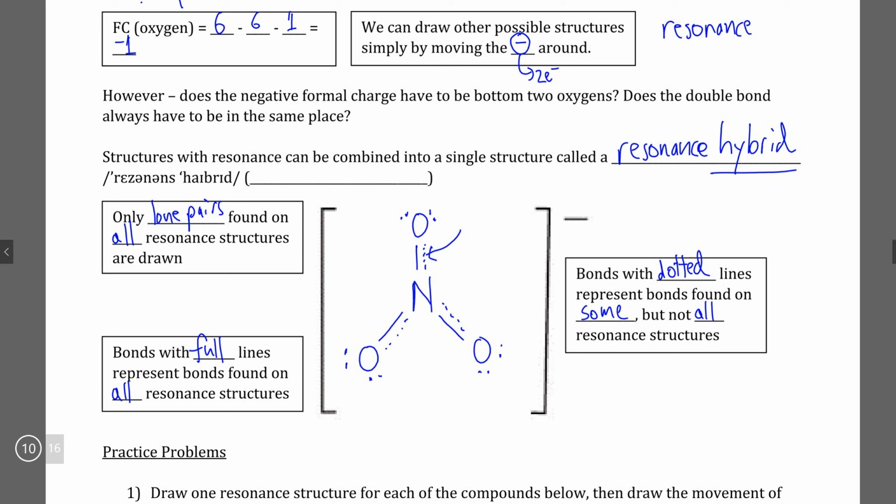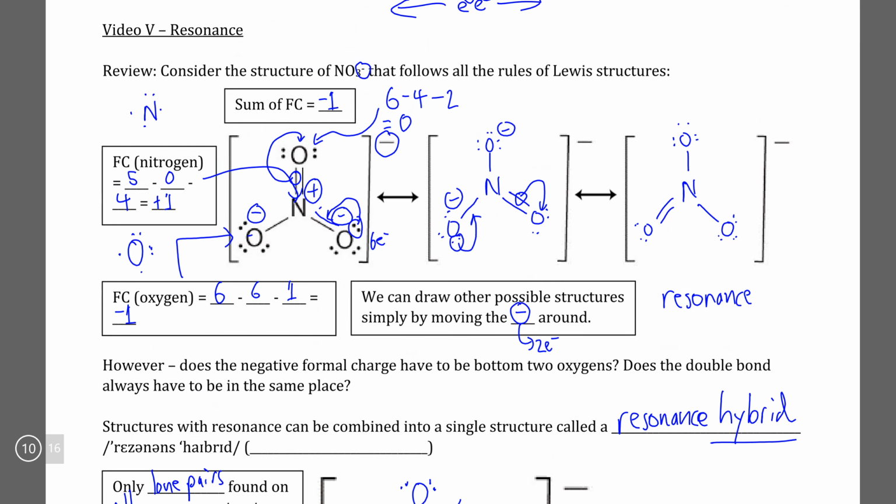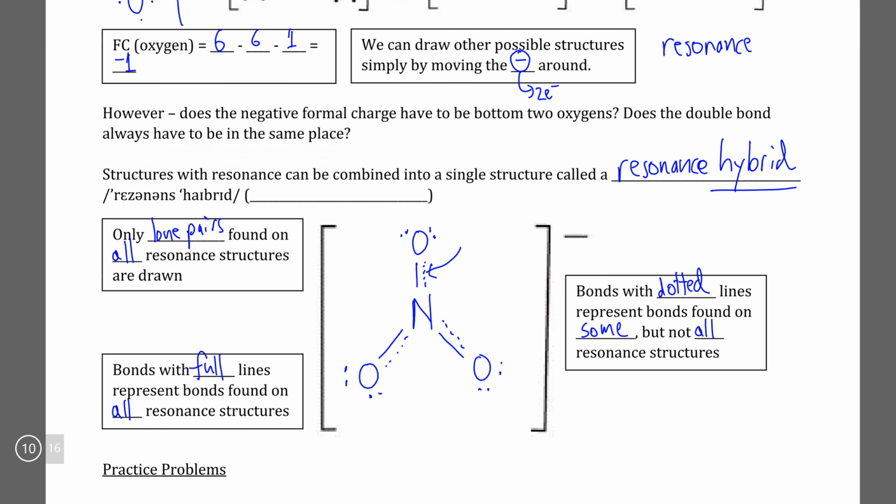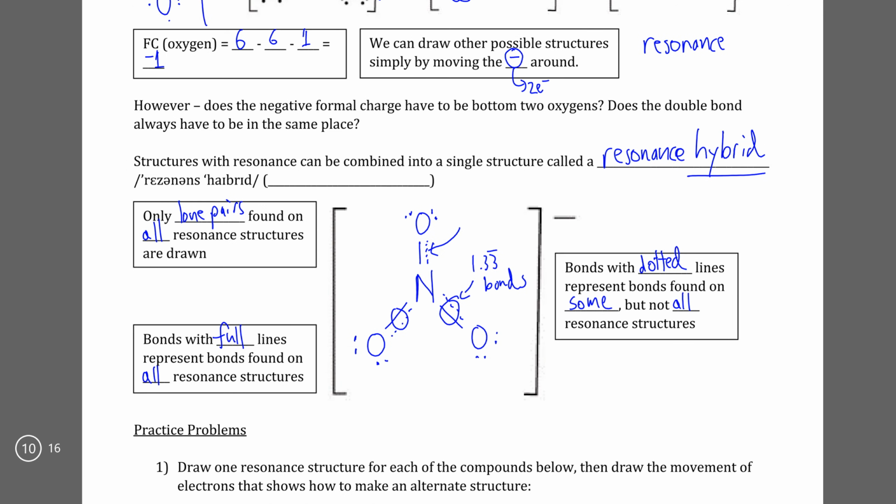So another way of representing this is you're taking this one double bond and dividing it up between the three different locations, effectively saying that each location has 1 1/3 bonds because we're taking that double bond and splitting it over 3 locations, which is why we call this a resonance hybrid structure.